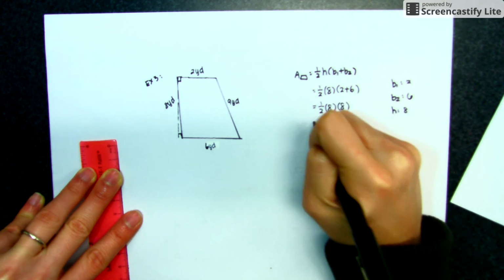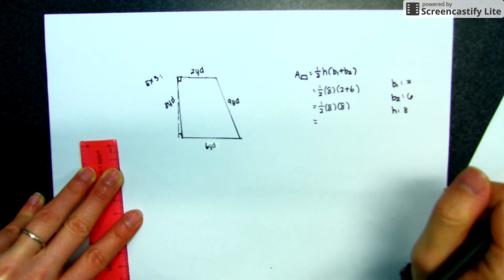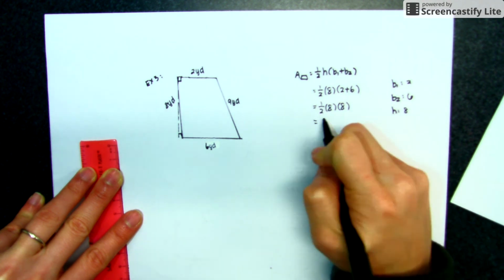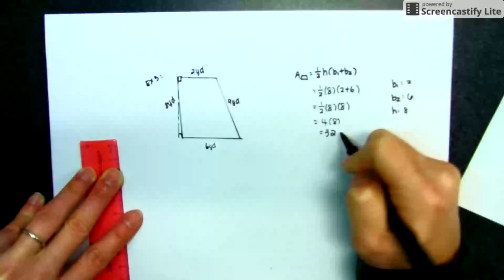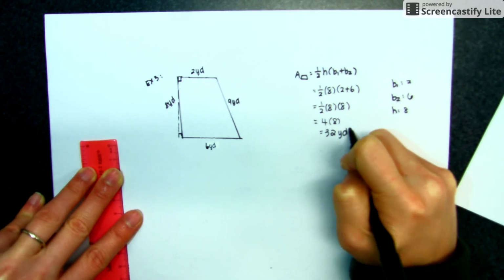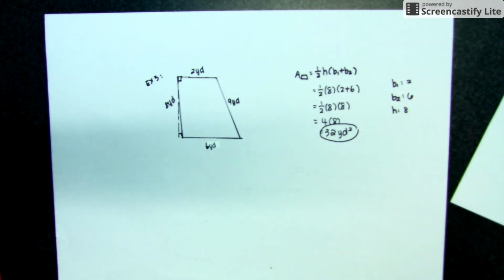Okay? Now, I add 2 plus 6, that's 8. And then you can do order of operations or you can use the commutative property to switch it up. 1/2 of 8 is 4. And 4 times 8 is 32. And the last thing you need to do is label, so the answer is 32 square yards.